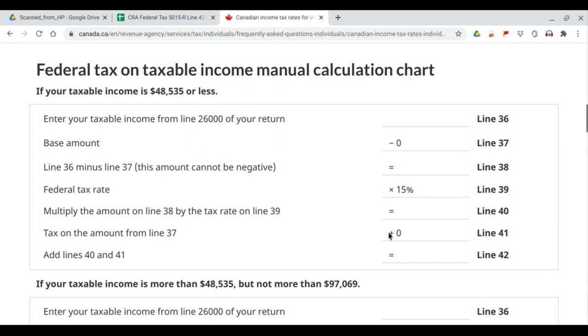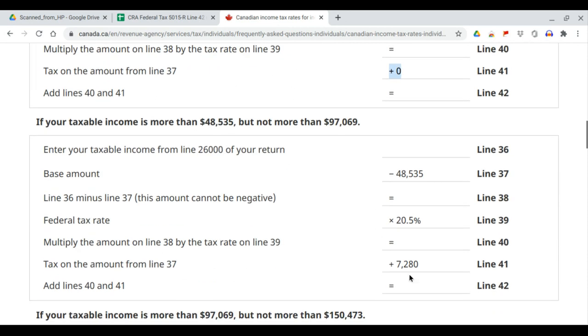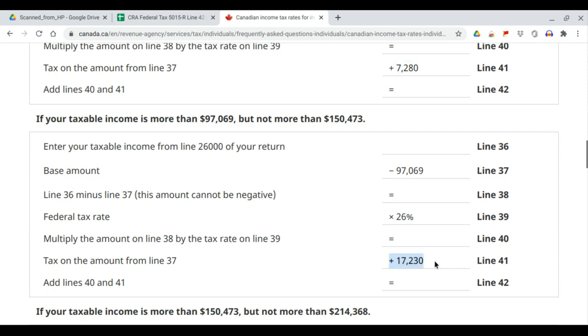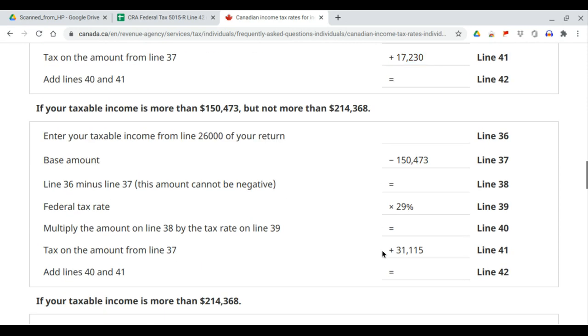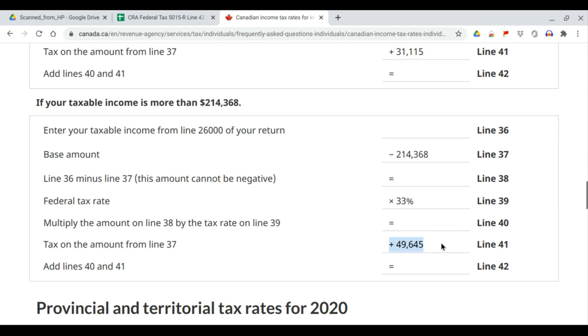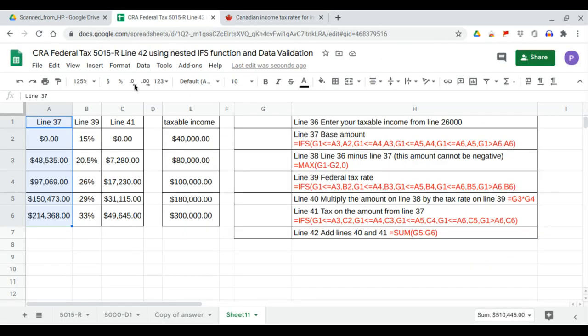So that's 0 and 7,280, 17,230, 31,115, and 49,645. So line 41, which is tax on the amount.